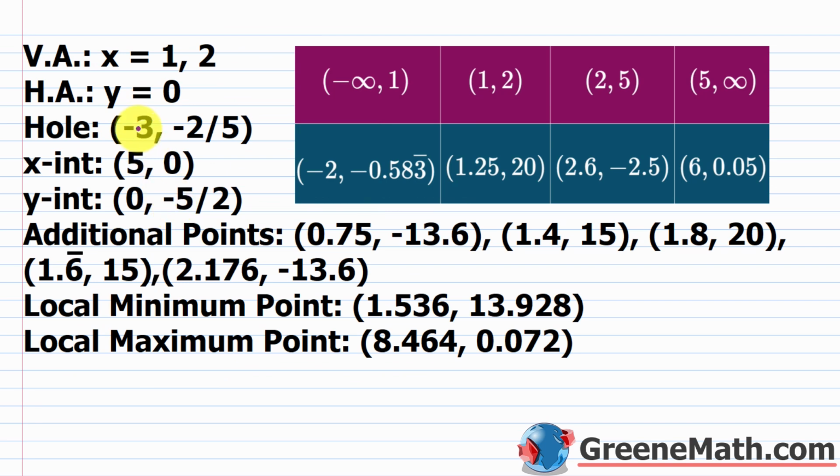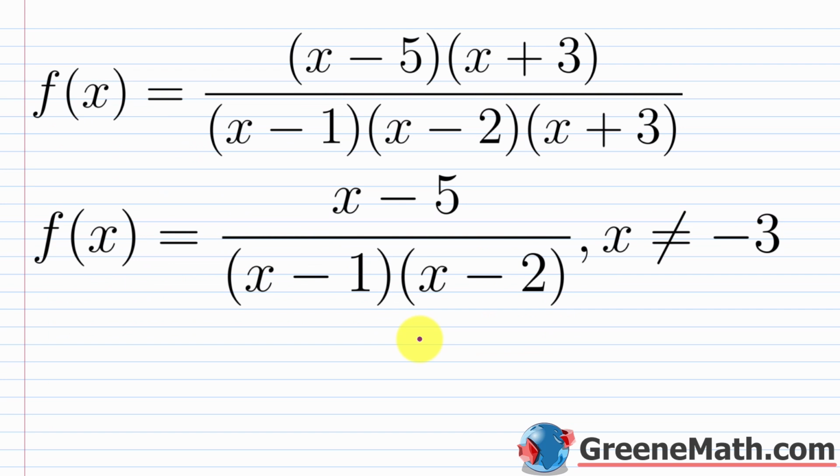I also wrote it right here. So I'm going to be talking about this later on. So you see where I wrote hole, negative 3 comma negative 2/5, just something you want to note when you're making your graph. All right, so now that we have the simplified form and we know where the hole is going to be in the graph, we can move on to our procedure.